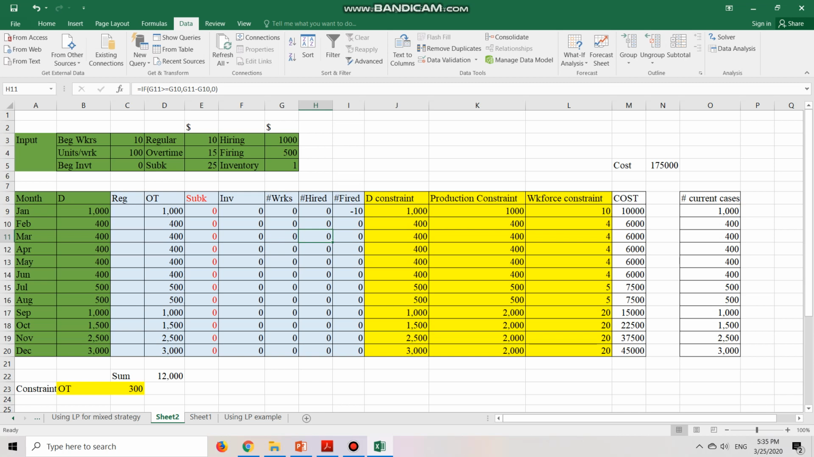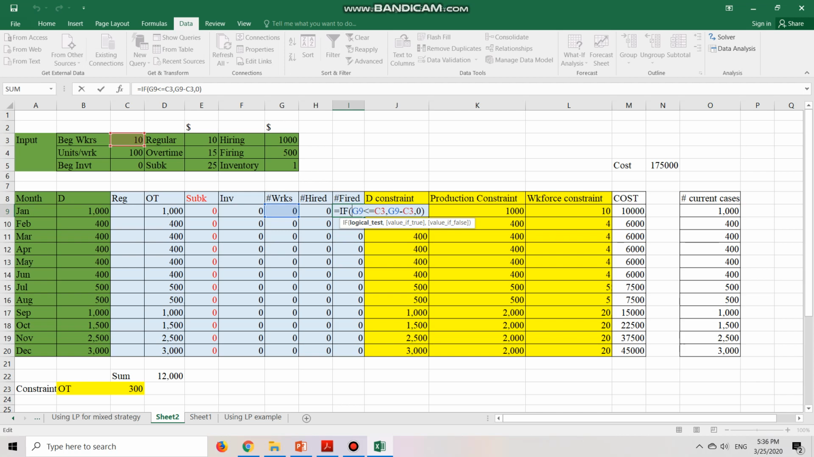How about what we fire? How many people we fire? It will be the opposite of what we hire. If we hire someone, we don't need to fire anyone. But if we fire someone, we don't need to hire anyone. Okay? So also the same, we compare what we have and what we need.